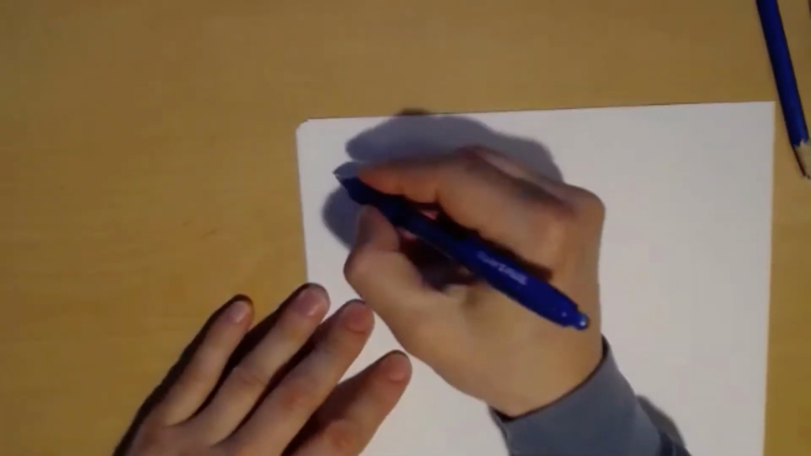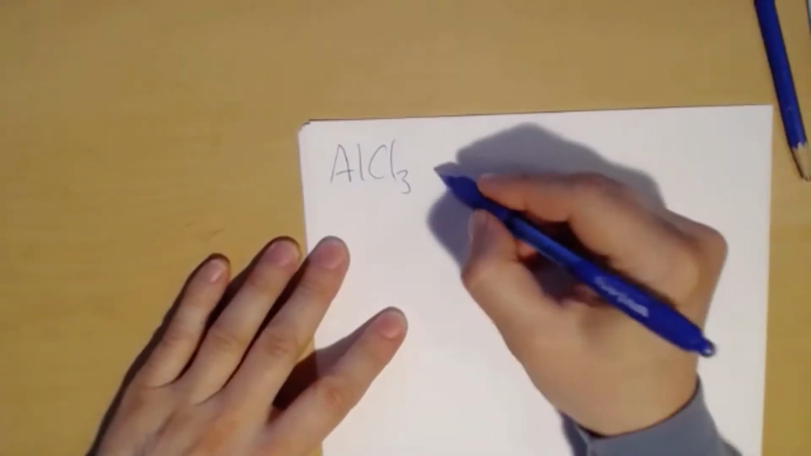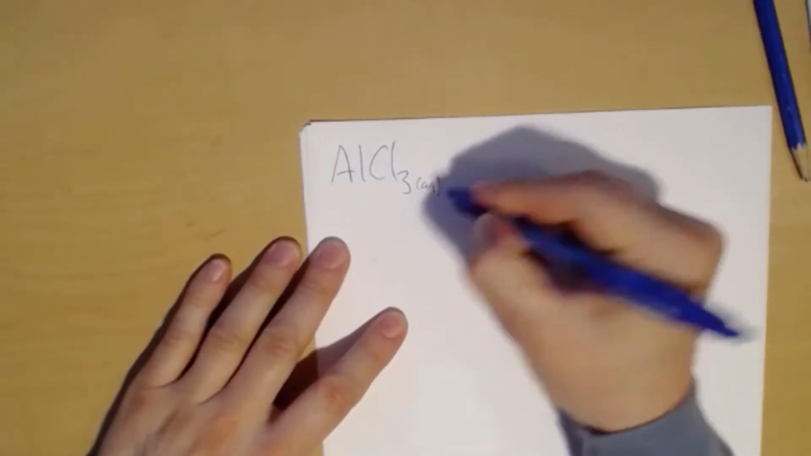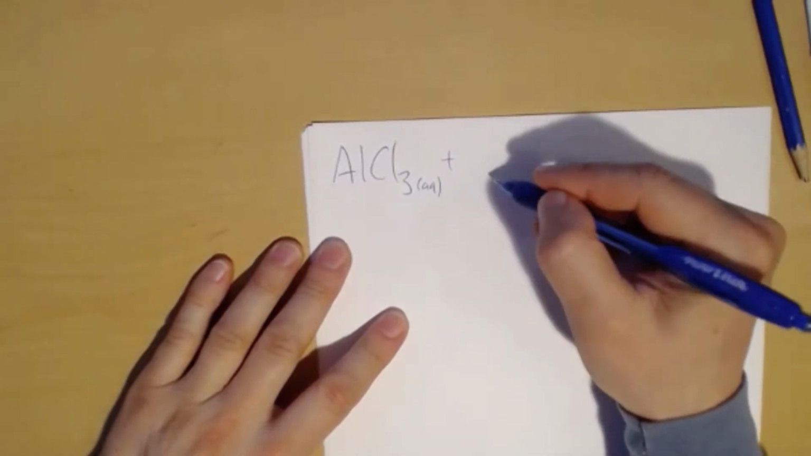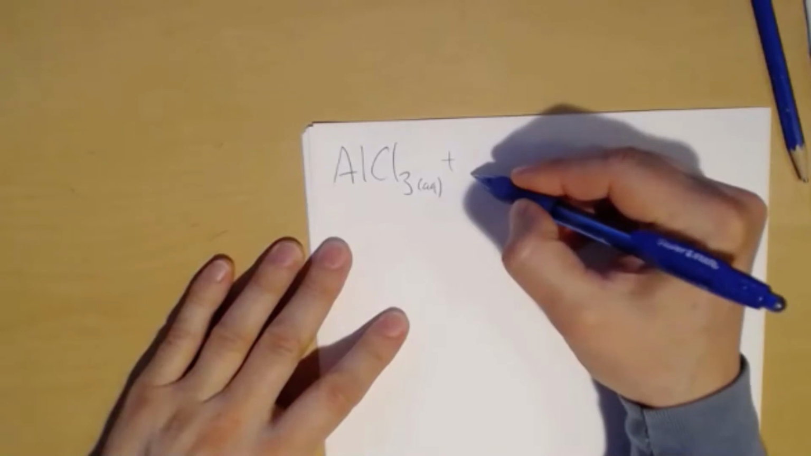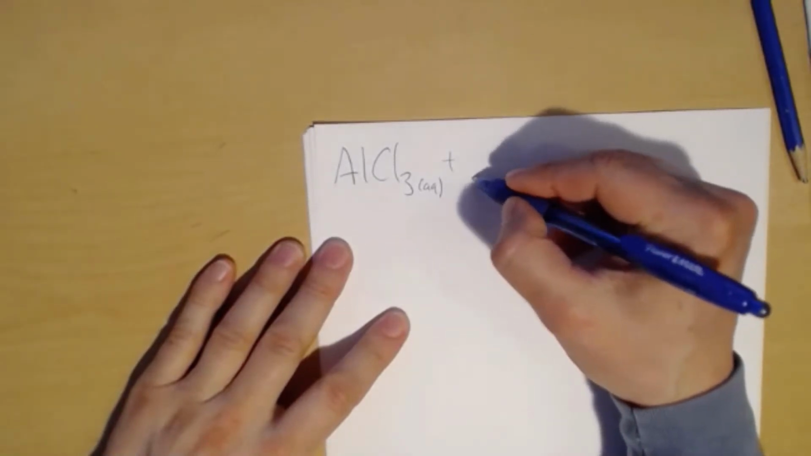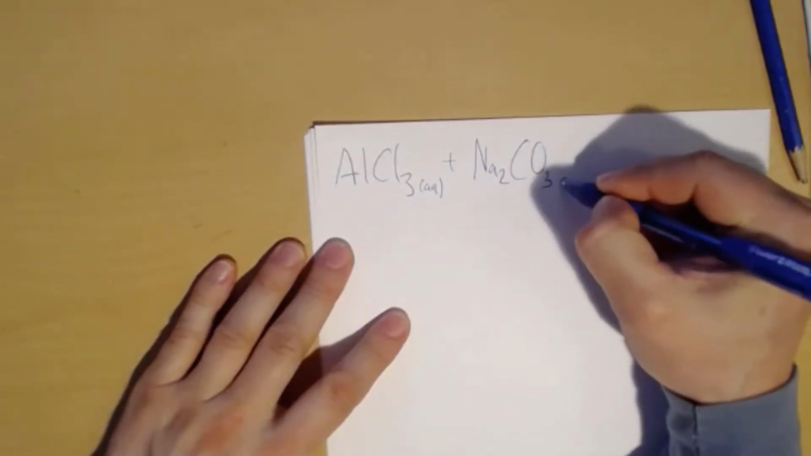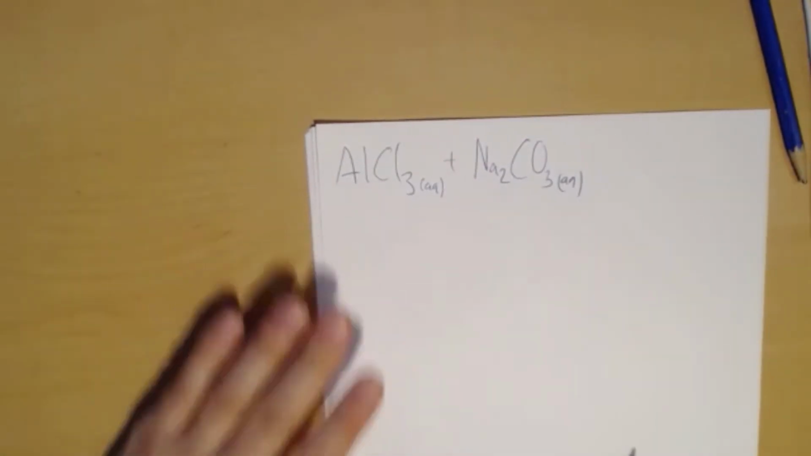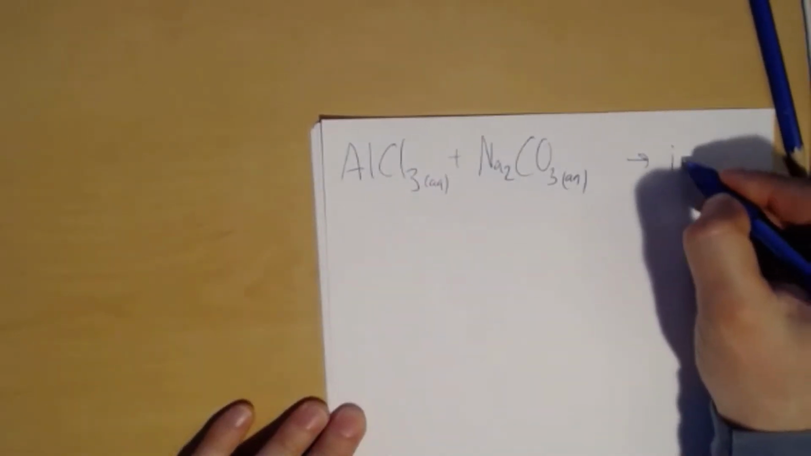Okay, so we said aluminum chloride aqueous plus, what was the other one, a carbonate? Was it sodium carbonate? Yeah, sodium carbonate, Na2CO3 aqueous. Okay, so the first thing is I want to see ions.